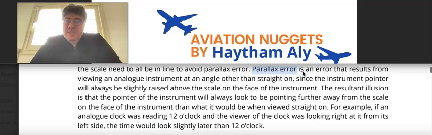Some of these instruments, usually in general aviation aircraft, come as analog instruments, not digital. The parallax error is not familiar with the digital instruments, but the parallax error is more familiar with the analog instrument.